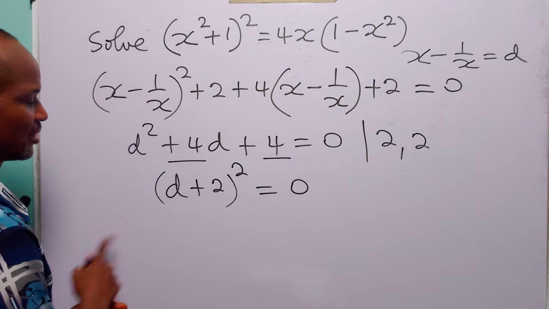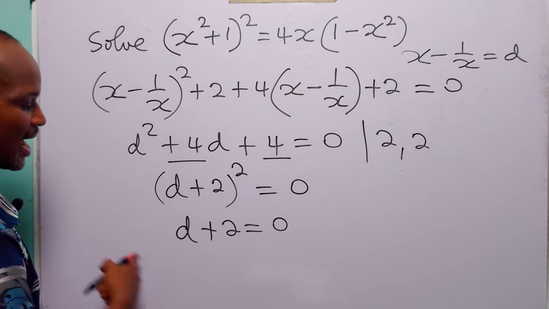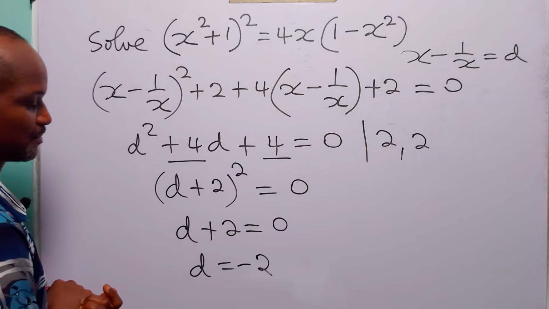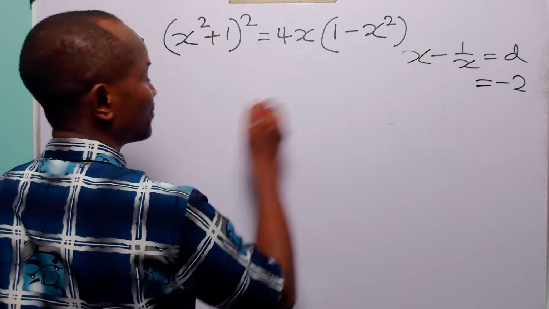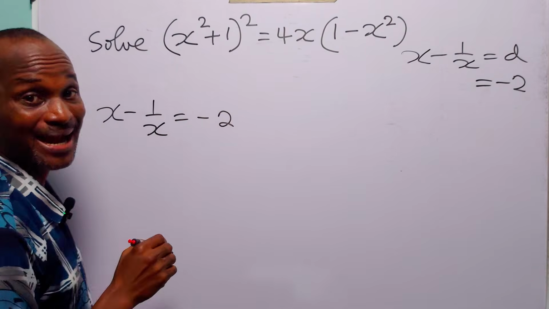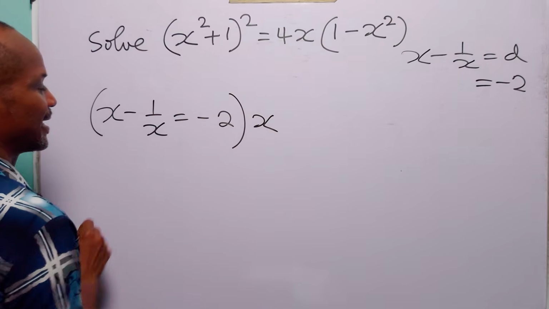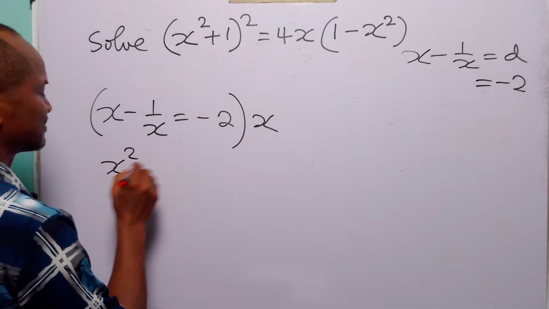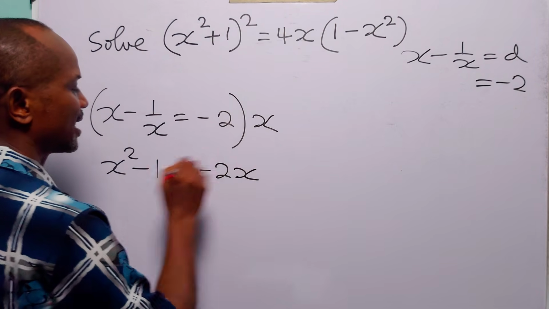Now, to solve this equation, we have that d plus 2 is equal to 0. And of course, from here, we have that d is equal to minus 2. And finally, to find the values of x, we go back to this substitution. We have that x minus 1 over x is equal to minus 2. To get rid of this fraction, let us multiply through this equation by x. x times x is x squared. Minus 1 over x times x is minus 1. And minus 2 times x is minus 2x.